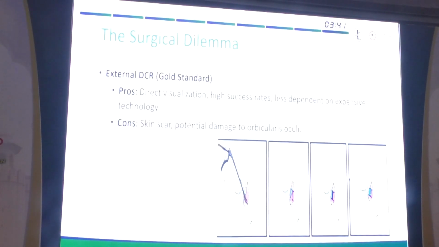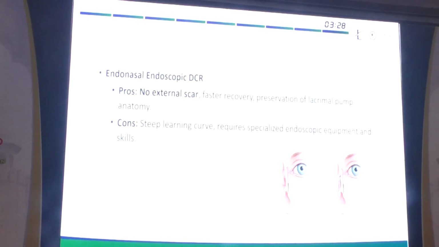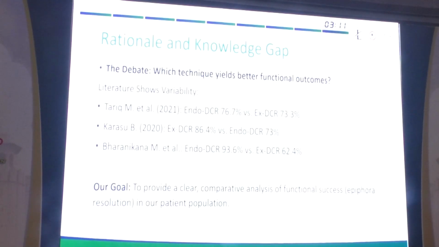The advantages of external DCR are direct visualization, high success rates, and less dependence on expensive technology. The disadvantages are skin scar and potential damage to the orbicularis oculi muscle. The advantages of endonasal DCR are no external scar, faster recovery, and preservation of lacrimal pump anatomy. The disadvantages are a steep learning curve and the need for specialized endoscopic equipment and skills. The debate here is which technique yields better functional outcomes.